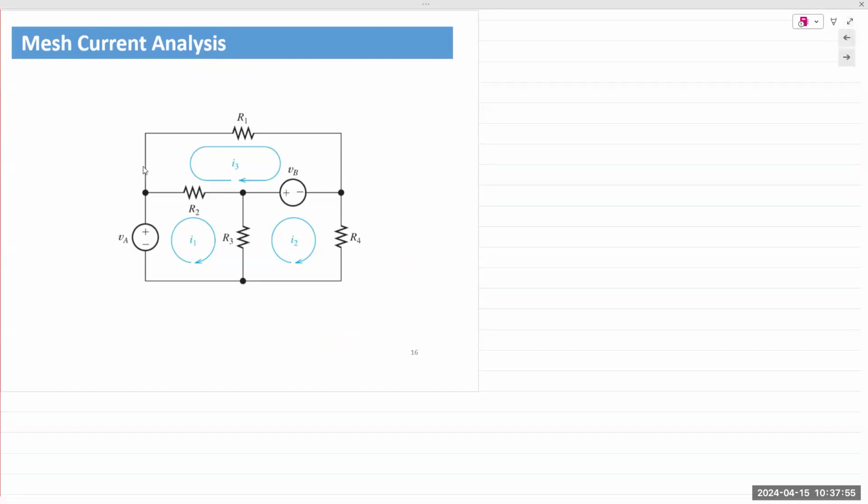If you look at this example right here, it's marked with 3 mesh currents inside it. Okay, so let's first explain what a mesh is, then we'll talk about mesh currents. A mesh is a simple electrical loop that does not contain any loop inside it.